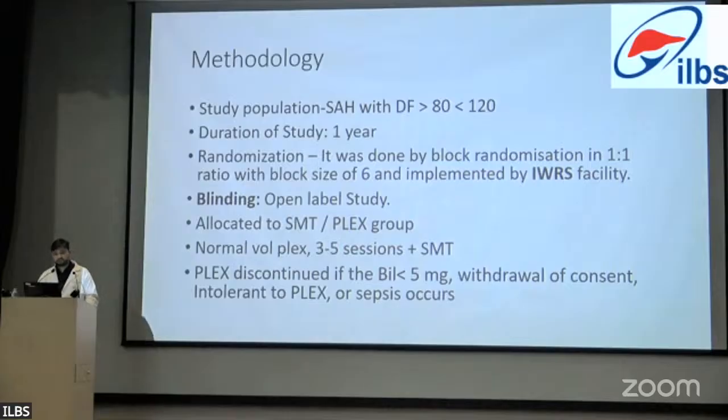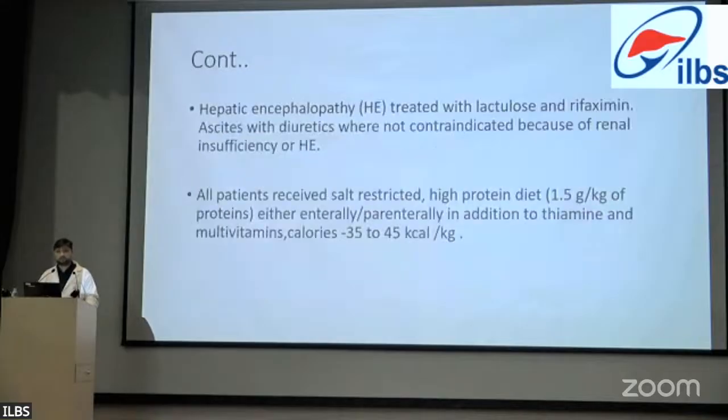It was randomized by block randomization in 1:1 ratio with block size of 6 and implemented by IWRS facility. And it was an open label study. After IWRS, it was allocated to SMT and PLEX group. In PLEX, we did 3 to 5 sessions of plasma exchange with standard medical therapy. And PLEX was discontinued if bilirubin is less than 5, with withdrawal of consent, if it is intolerant to PLEX, or if sepsis occurs during PLEX, and other complications of alcoholic hepatitis were managed accordingly.